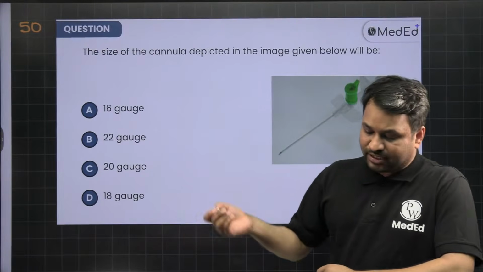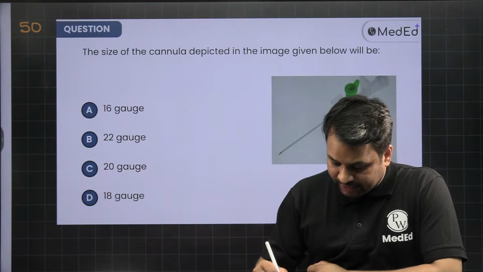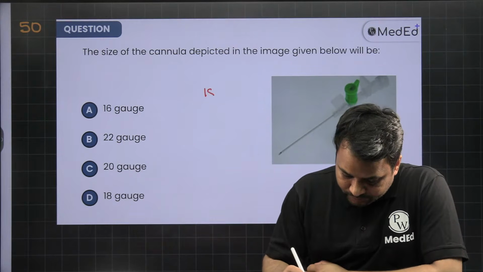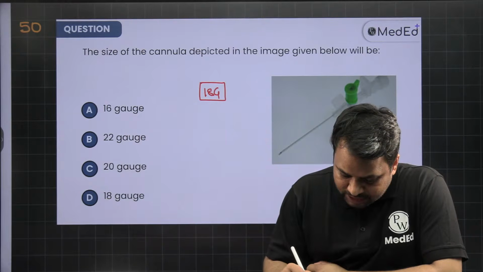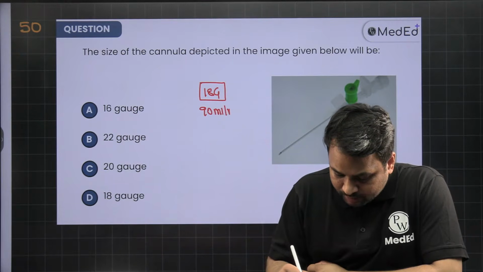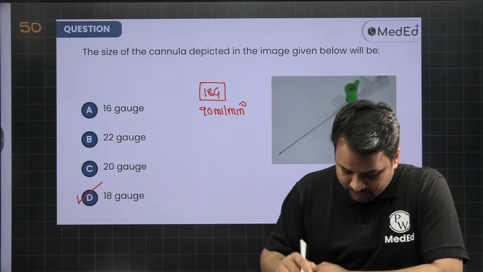Last one, 50, what is the size of the cannula? It is the green cannula. Green is going to be 18 gauge, 18 gauge at 90 ml per minute. Answer is going to be D for Delhi.